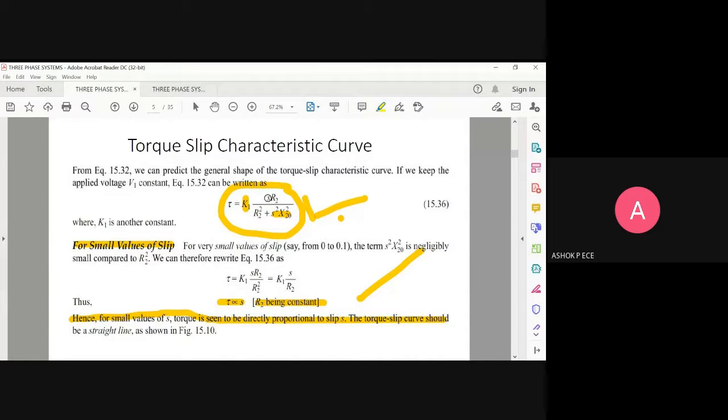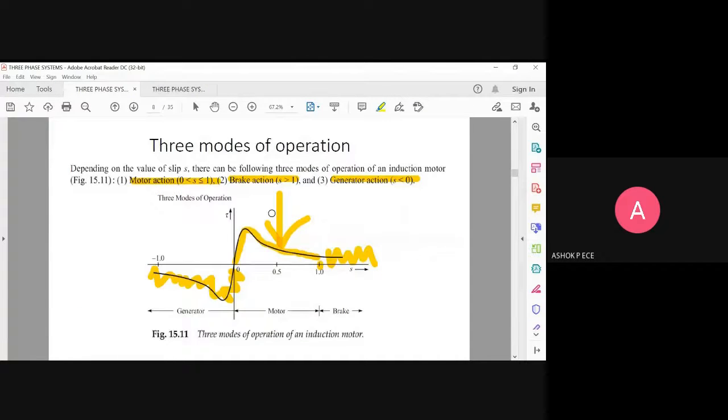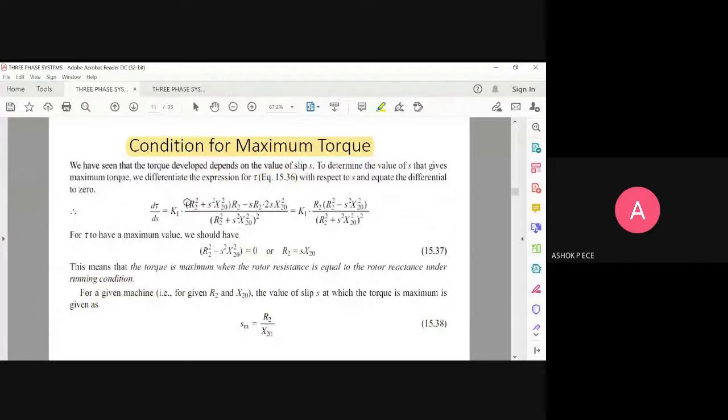S is present in both numerator and denominator, right? So I'll be using the u by v method, differentiating this term and equating that to zero. So k1 into (v du minus u dv) by v square. Here v is R2 square plus s square X2 naught square. v du is R2 into the differentiation of this term, 2s into X2 naught square into s.